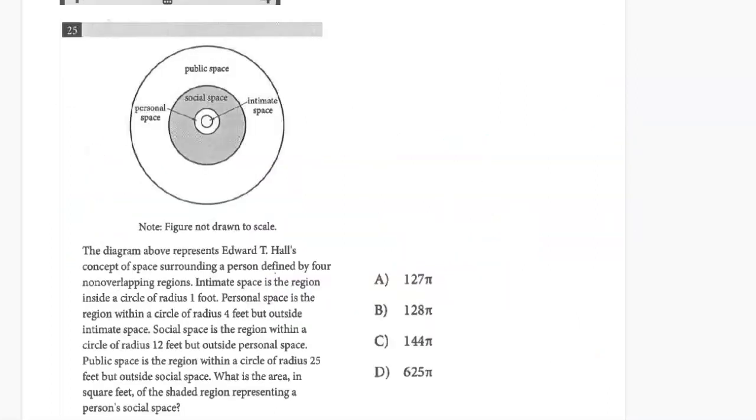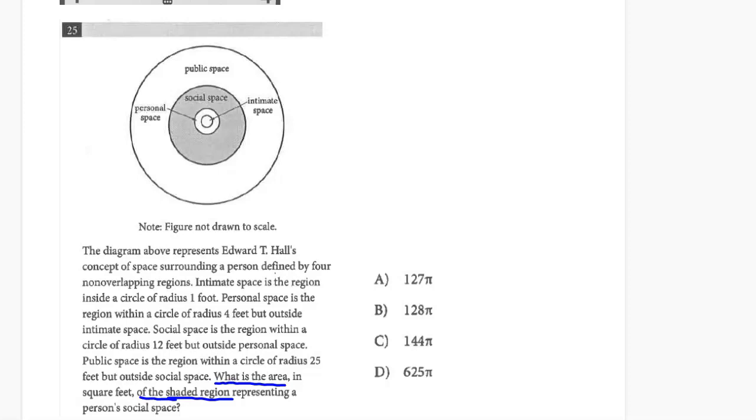Number 25, we have a geometry problem here. The diagram represents the concept of space surrounding a person. Let's get into the dimensions here. So we have a bunch of dimensions at the bottom. Ultimate question, I'm kind of just going to cheat and go down to here. What is the area of the shaded region?